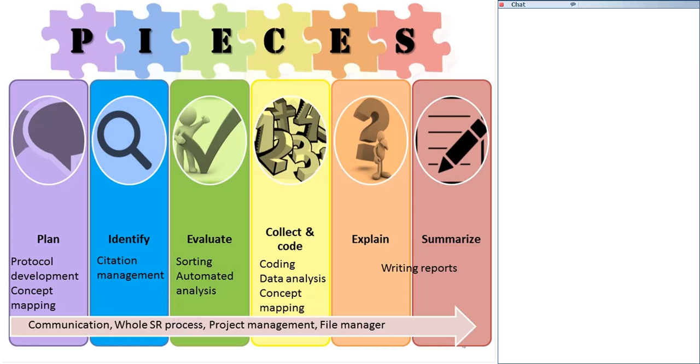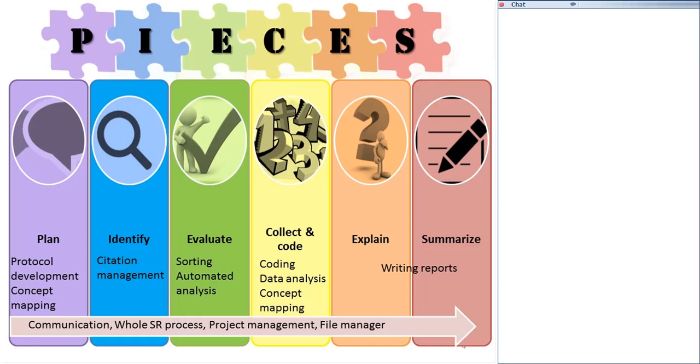This is the PIECES workflow for systematic reviews that we've been talking through. The P stands for planning, and there are some tools out there that are just for developing protocols, for concept mapping and that kind of thing. And along with the project management that we do in the planning stage, there are tools for communication to consider, where you're going to store your files, tools just for project management.